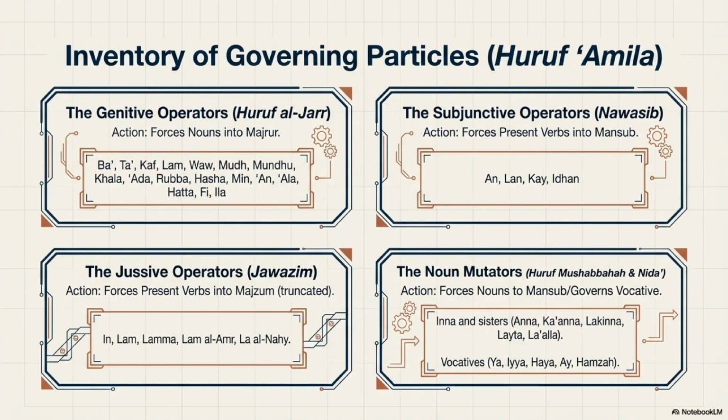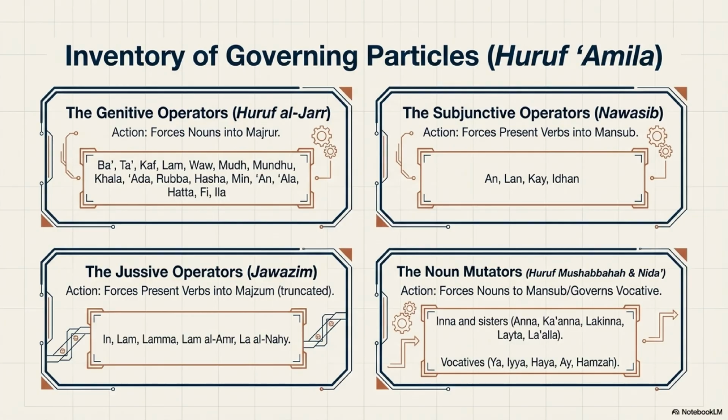Exactly. If the root is katb, meaning to write, the active doer is a katib, writer. The receiver is maktub, a letter. The place is a maktab, a desk or office. The tool could be a miktub. They all share a root DNA. The solid nouns, the jamid, on the other hand, are the basic source words or infinitives. They are the raw, unshaped material from which all the others are derived. It is a phenomenal system.